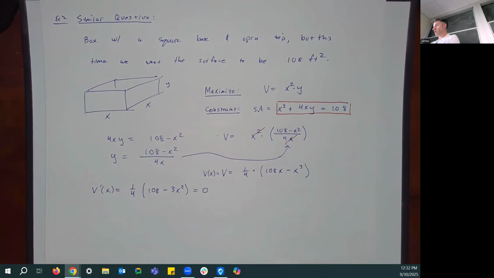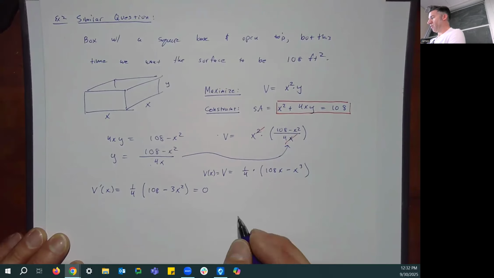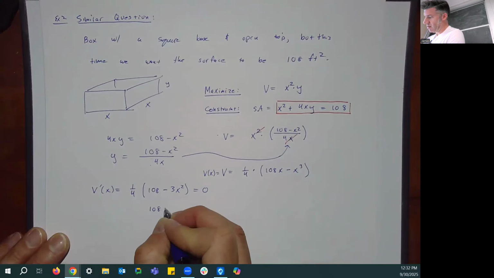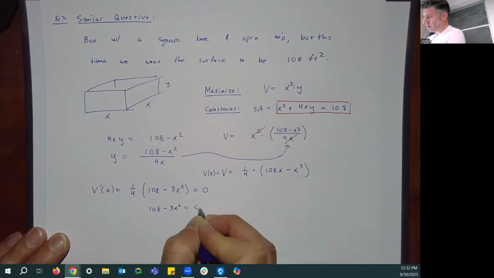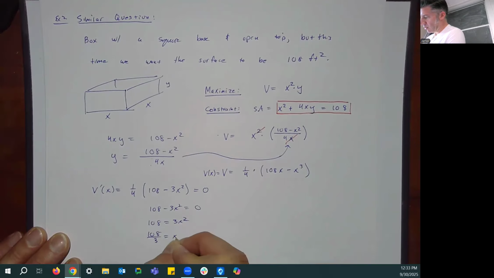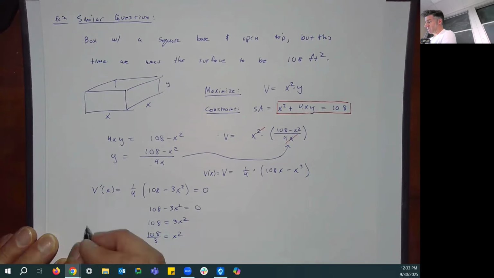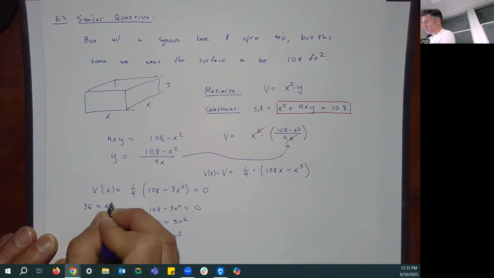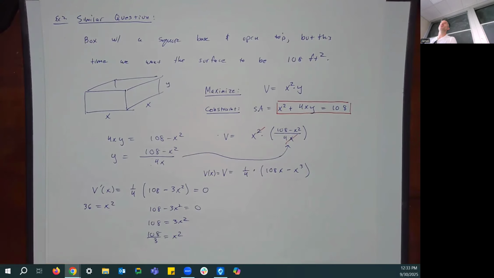There's my derivative. It's 1/4 times the parentheses 108 minus 3x squared. Setting that equal to 0, you can multiply both sides by 4. We have essentially 108 minus 3x squared equal to 0, or 108 equal to 3x squared, or 108 divided by 3 is equal to x squared. 108 divided by 3 is 36. So now, what are the solutions to this equation? If x squared is equal to 36, x could either be plus or minus 6.